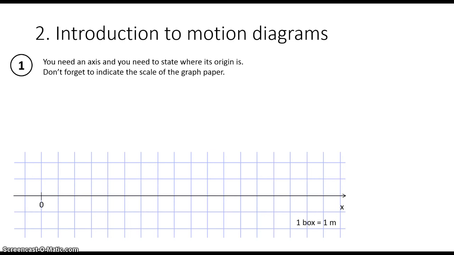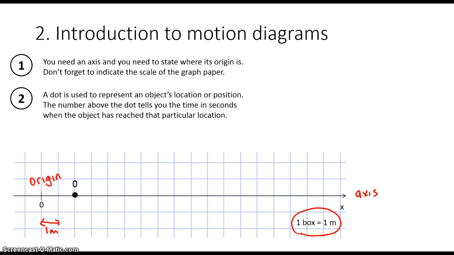So what are motion diagrams all about? Firstly, you see that you have a graph paper here with all the squares, and then you need an axis, which is called the x-axis. This is labelled x here, and you need to indicate where your origin is. This is my axis. Of course we need to state the scale of the graph paper. In this case, it's 1 box to 1 meter. So this means that this distance is 1 meter. That's the first thing. Before we have any motion diagram, we need to draw an axis and state where our origin is.